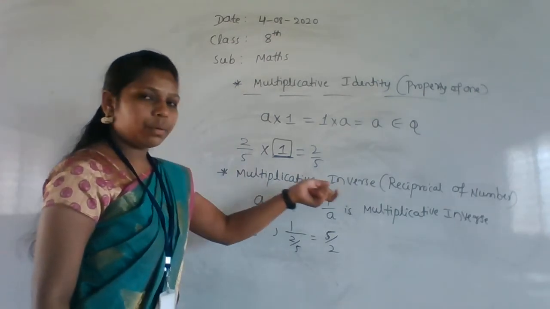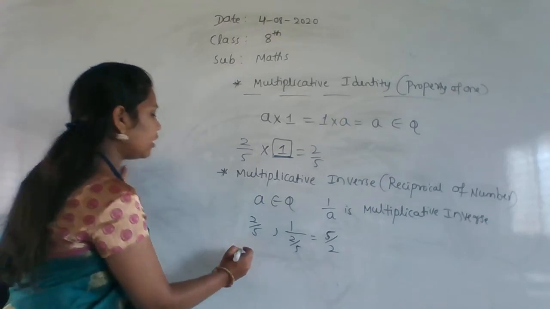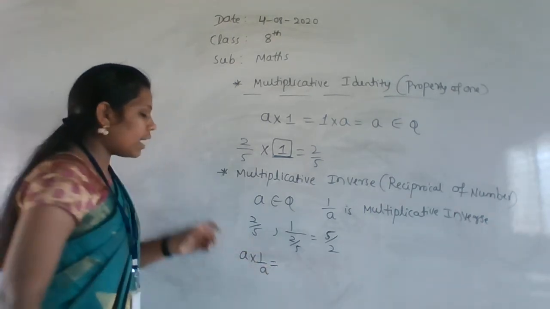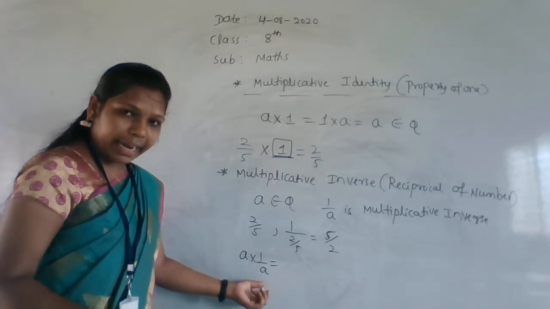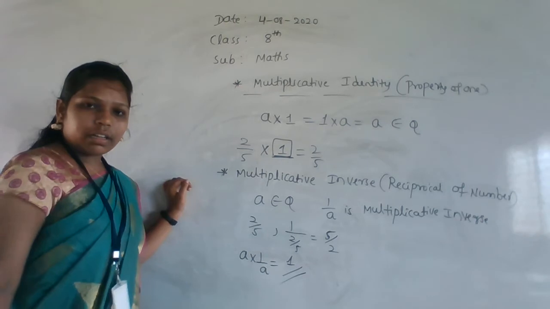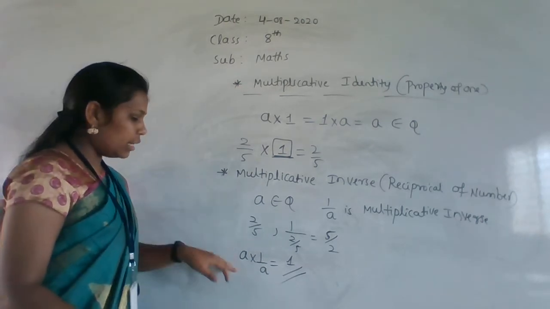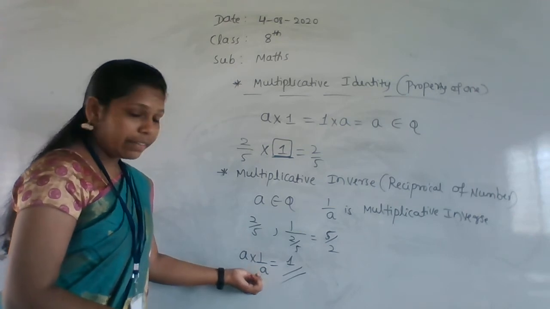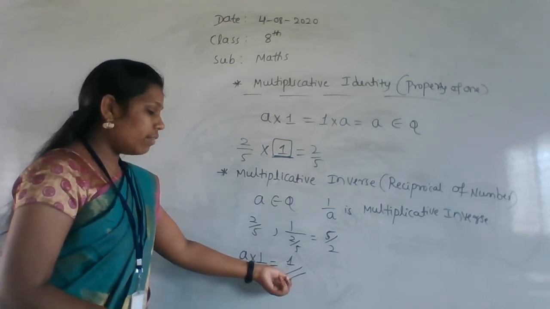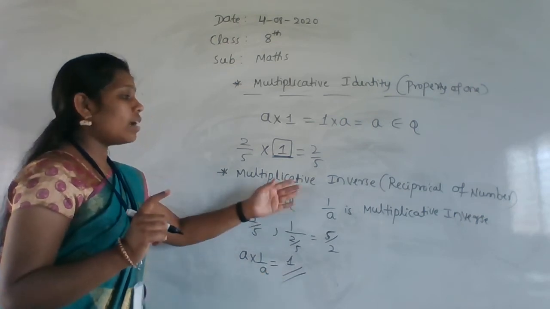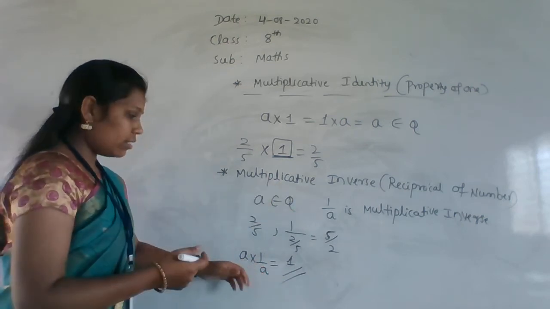Multiplicative inverse. The multiplicative inverse is nothing but this: if you multiply the number with its multiplicative inverse, we will always get 1. That is our aim. If you multiply a number with its multiplicative inverse, the answer is always 1. That's why it is called the multiplicative inverse element.